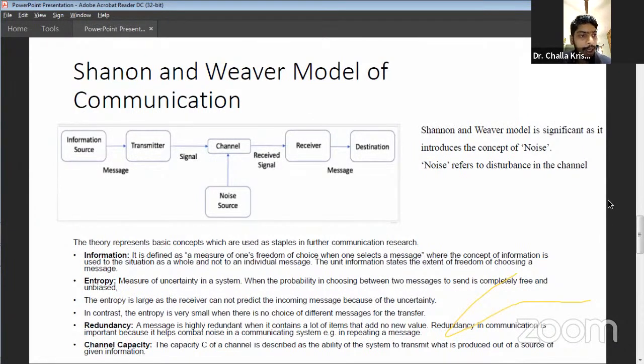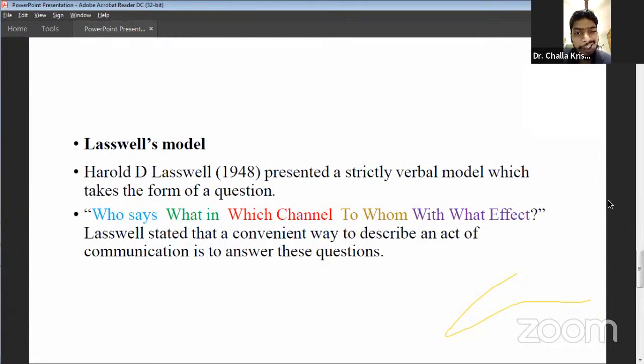In the Shannon and Weaver model, you have the information concept, the entropy concept, the redundancy concept, and finally the channel capacity concept. So that is the Shannon and Weaver model. And next comes Lasswell's model. Next slide. Harold D. Lasswell in 1948 presented a strictly verbal model.